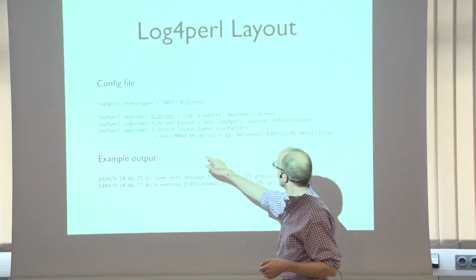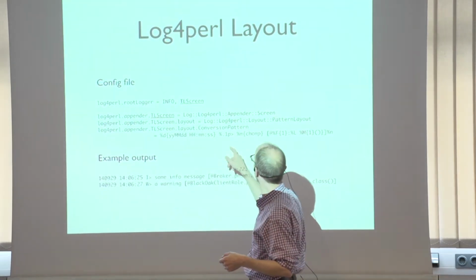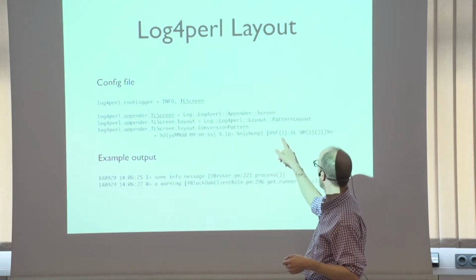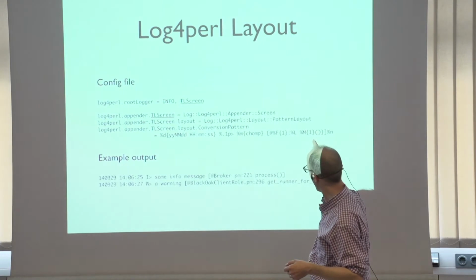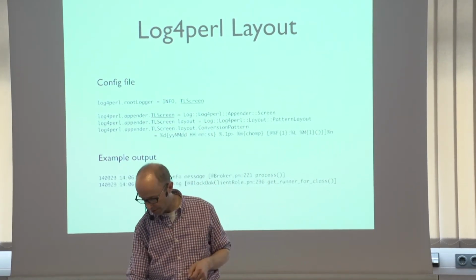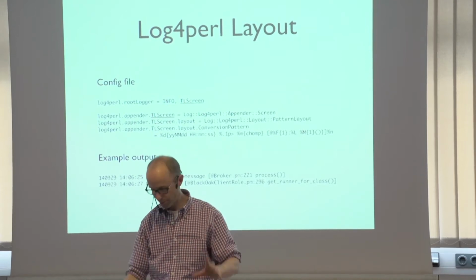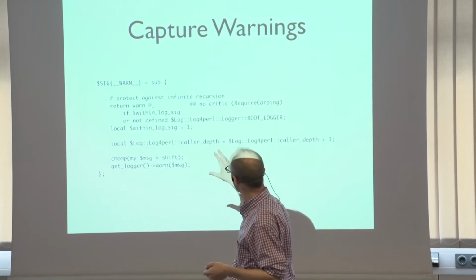So this specification here, we've got the date and time in a sortable format, priority, the message, and then this was the file and the line number and the subroutine name, just appended on to the end of the message. And this was great, we had log files, but we also wanted to capture warnings.